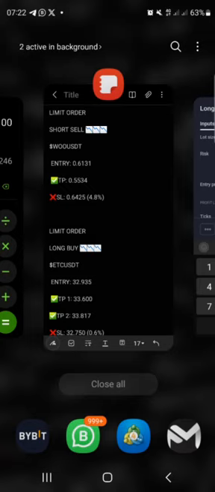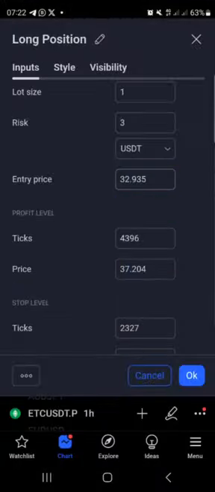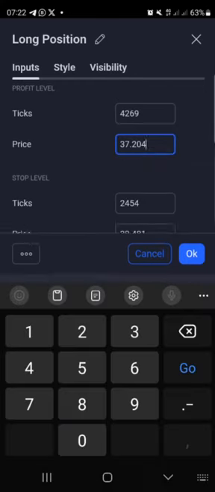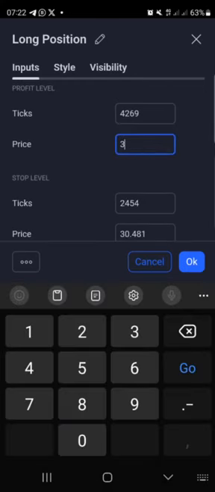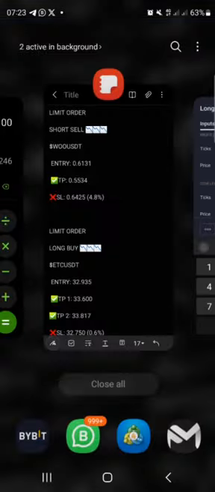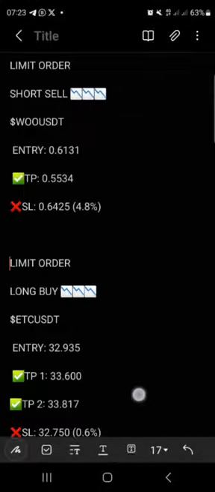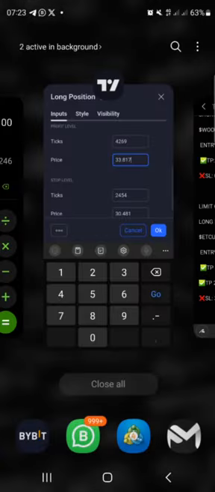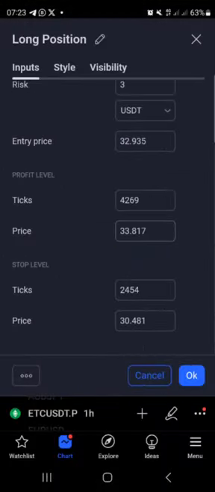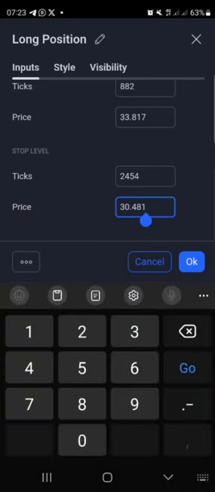So you are going to be using TP2, which is 33.817. So we'll put it here, 33.817. Then the stop loss is 32.750, and you'll see the stop loss percentage that we arrive at. 32.750. Once you've done, just click on OK.